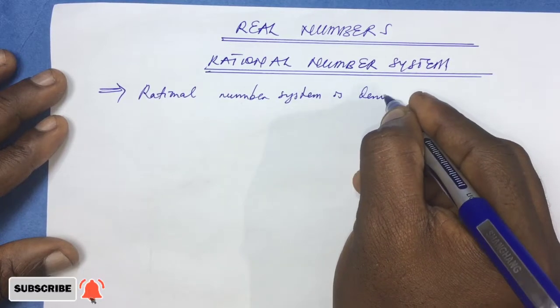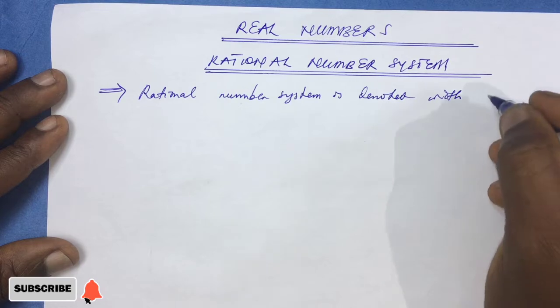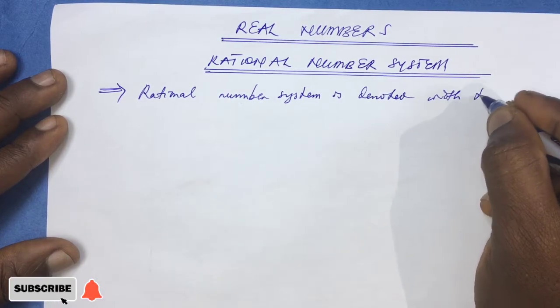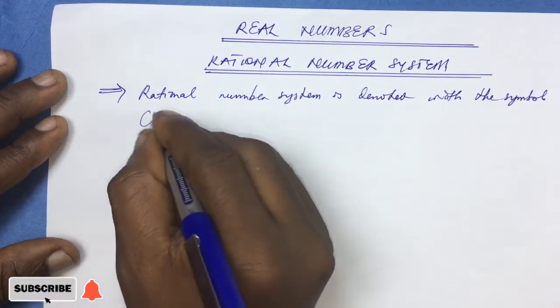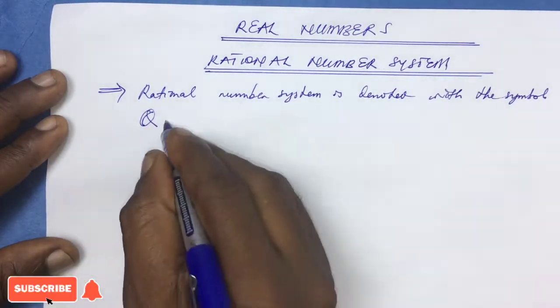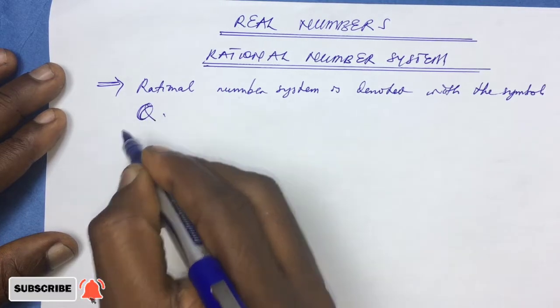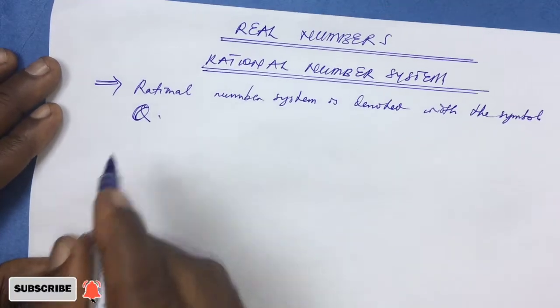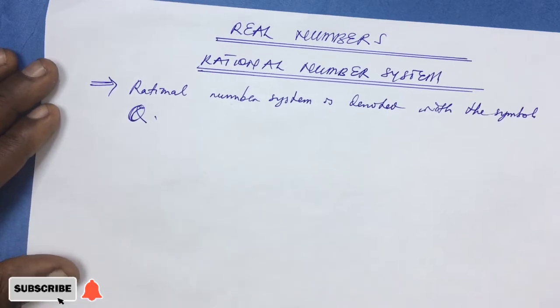is denoted with the symbol, a double stroke Q. So it is not just any Q, but a Q that has two strokes. This particular Q conventionally represents or denotes the rational number system.